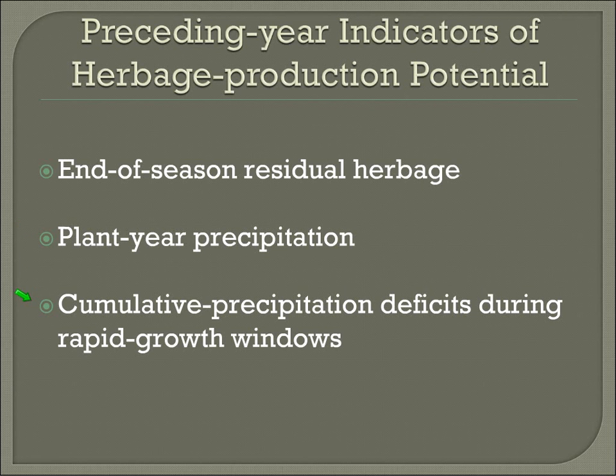The other issue is to take a look at cumulative precipitation deficits during rapid growth windows. And I would draw your attention to column number 4 in the CFR worksheet and look for numerical values in column number 4 that are 30% or higher. And those are levels of precipitation deficits that will cause induced tiller mortality and reduce herbage production potential.